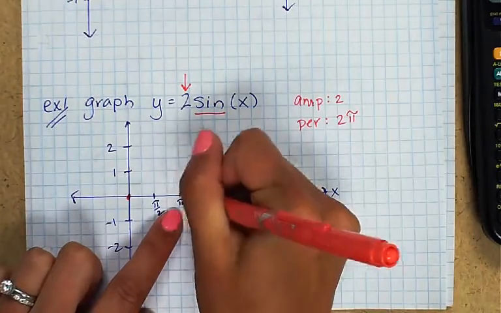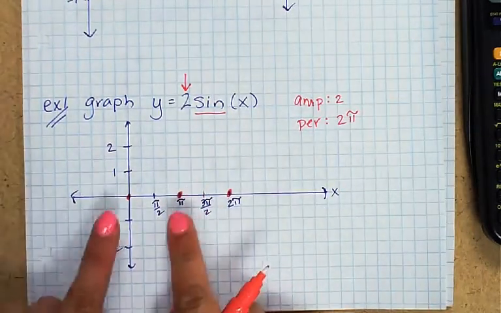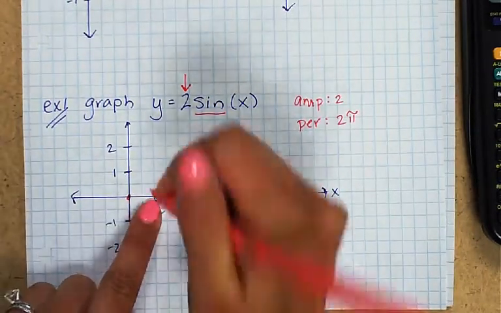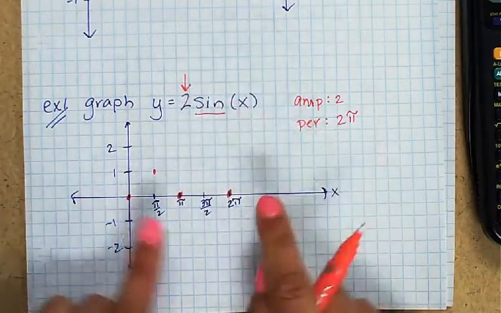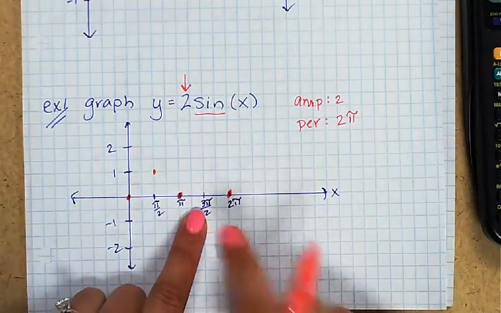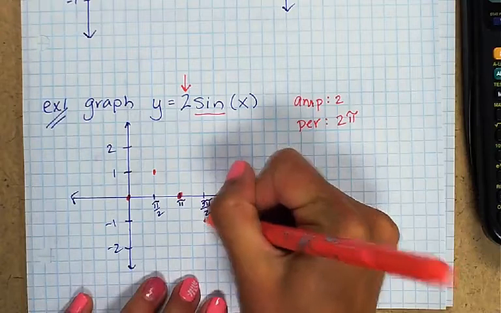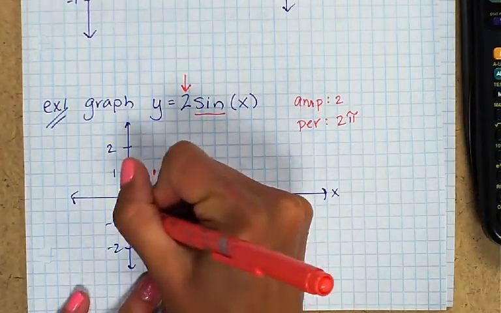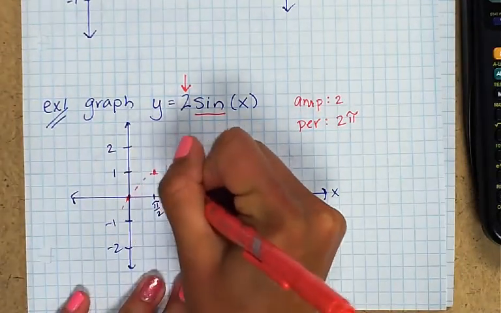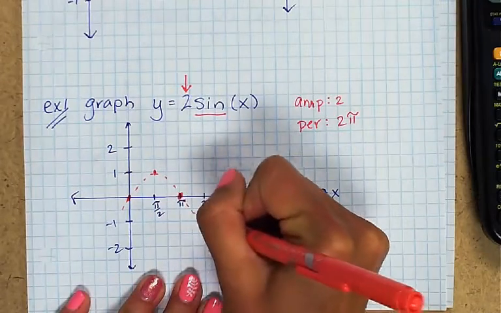Halfway in between, we have another 0 at pi. Halfway in between these 2, we hit our maximum at pi over 2. And halfway in between these 2, we hit our minimum at 3 pi over 2. So since this isn't my final answer, I'm just going to dash it in. This is just plain old sine.